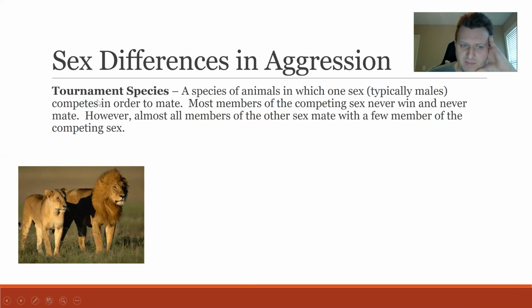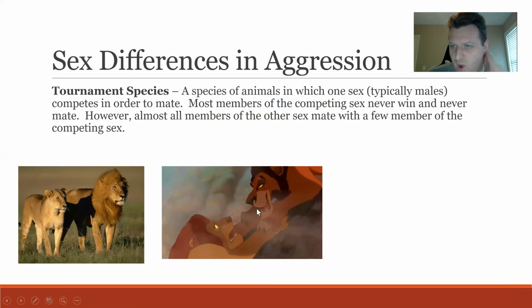All right. So this tells us something very interesting about Lion King. So why does Scar kill Mufasa? Well, he wants to have access to all the females of the pride. It also tells you something very interesting about Simba and Nala. Okay, Simba and Nala are from the same pride. That means that their father is probably the same, and that makes things a little bit gross. So think about that next time you watch The Lion King.